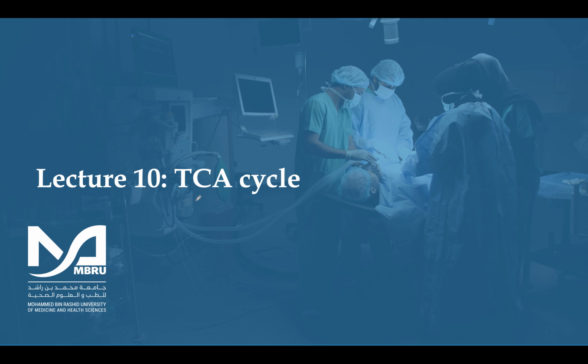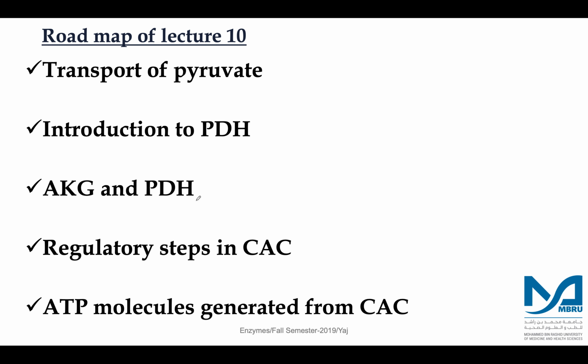Now, in the TCA cycle, we will follow the following roadmap. First, we will look at the transport of pyruvate from the cytosol into the mitochondria. So you should know that TCA cycle occurs inside the mitochondria. If a cell lacks mitochondria, it will not be able to perform TCA cycle.